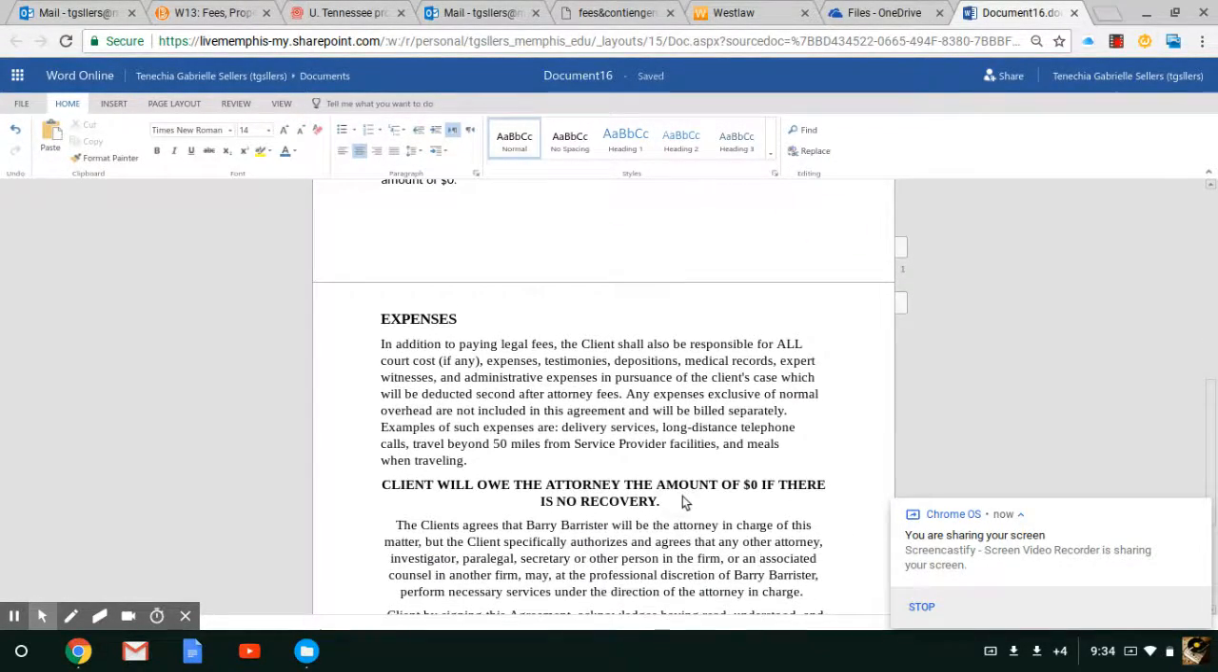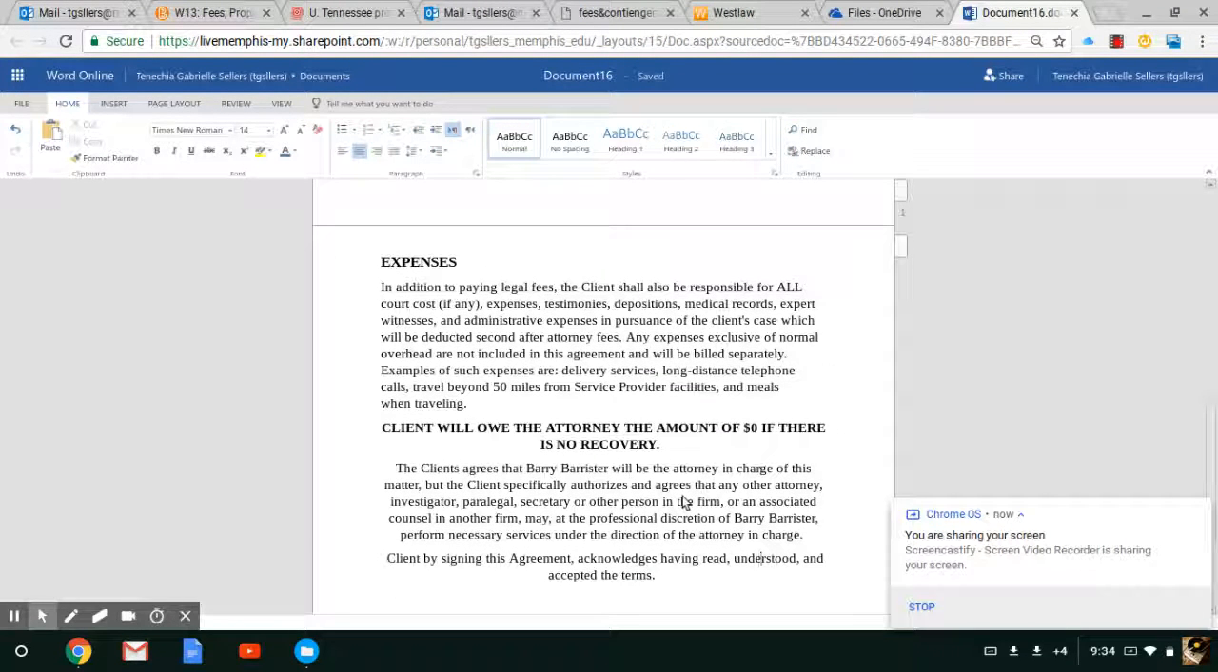And expenses, this is where it's talking about the client being responsible for all court calls, testimony, depositions, medical records, and any outside things that are being done. The legal fees for those are on the client. Any expenses, exclusive of normal overhead, are not included in this agreement and will be billed separately. Examples of expenses are delivery services, long distance phone calls, traveling, service facilities, and meals while traveling.